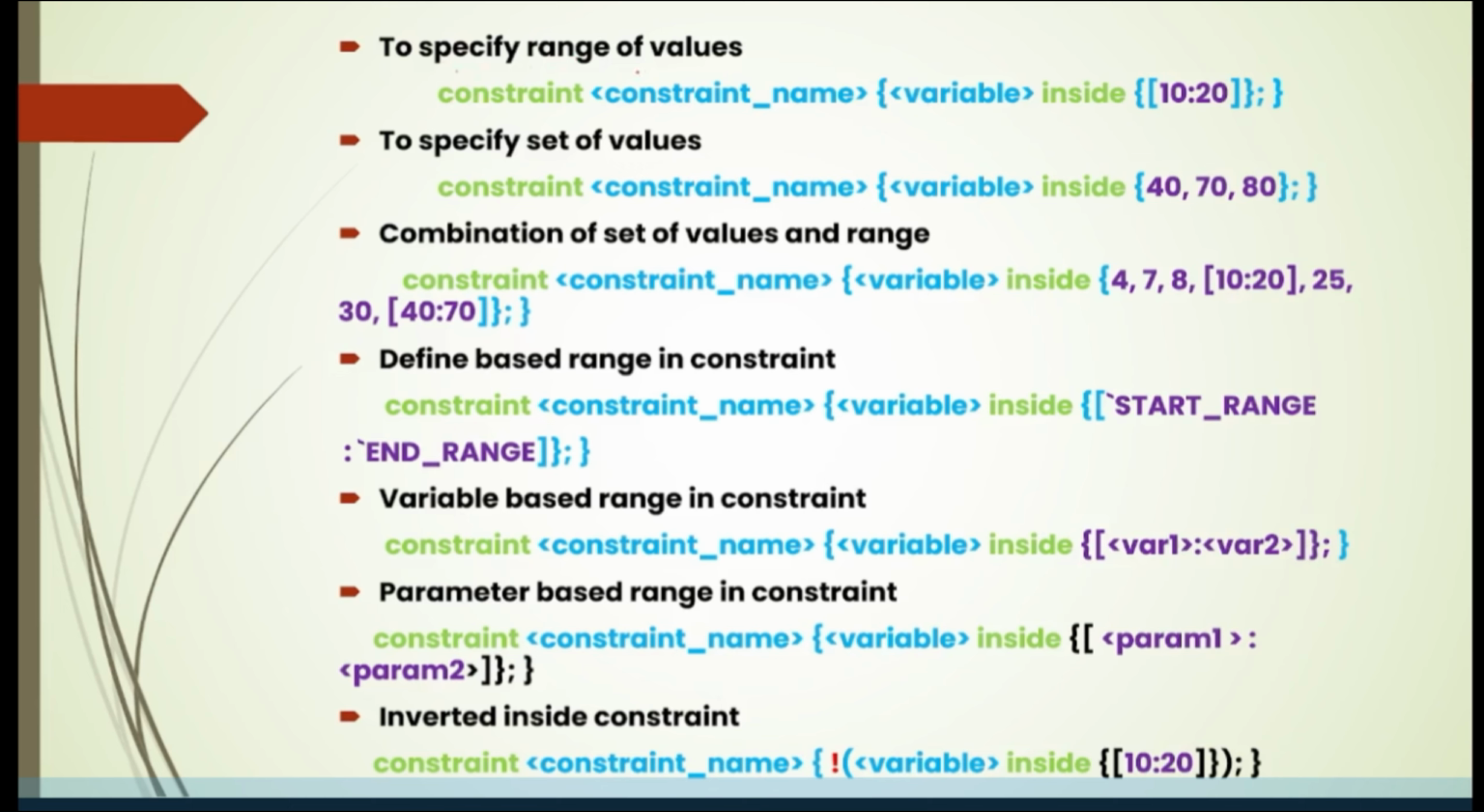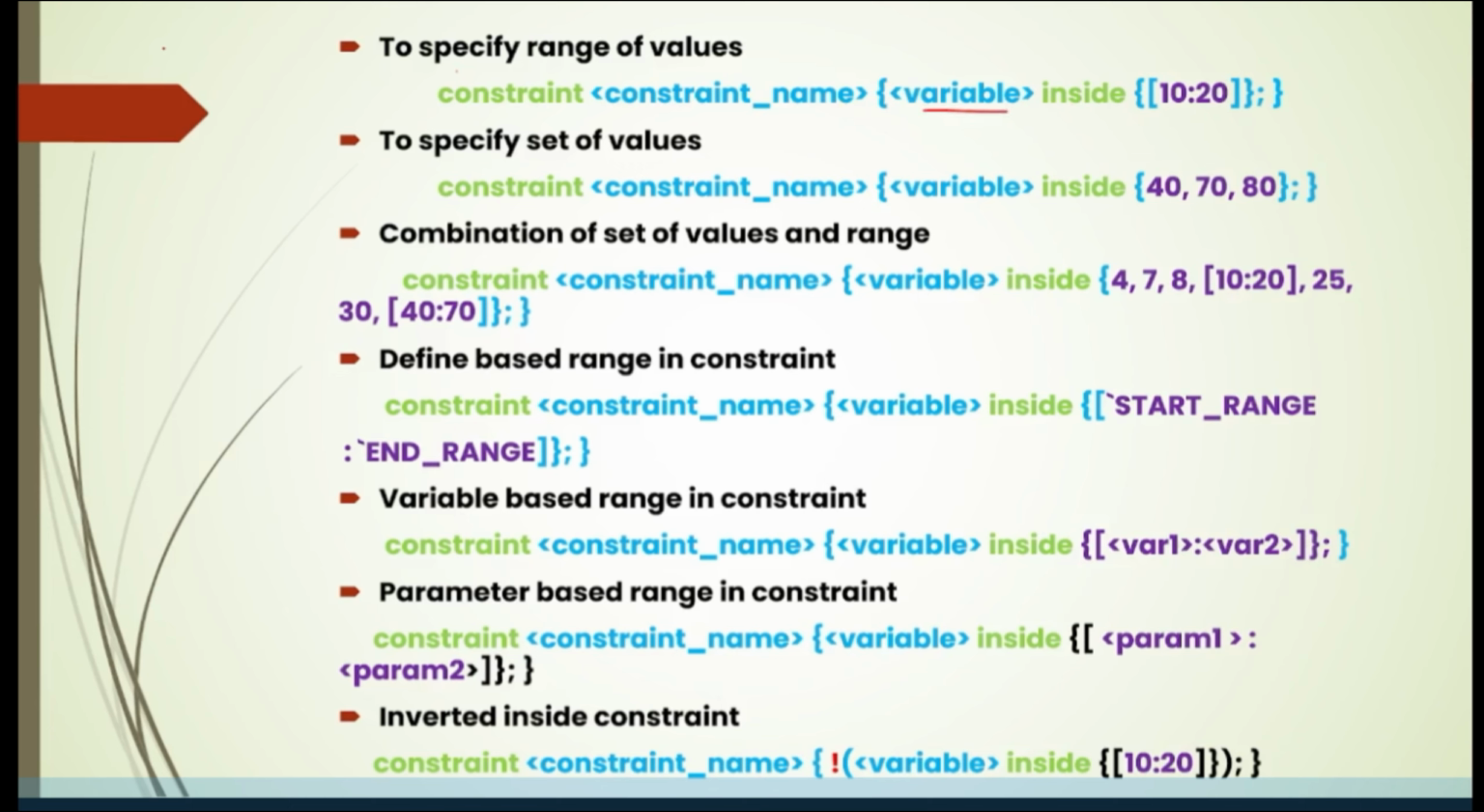Okay, to specify a range of values, let me explain this with an example. So this is the constraint name. Within the constraint you will be writing the variable inside this particular block.